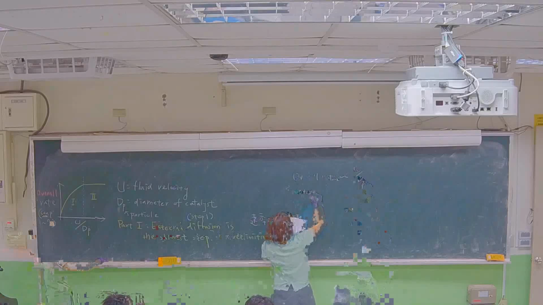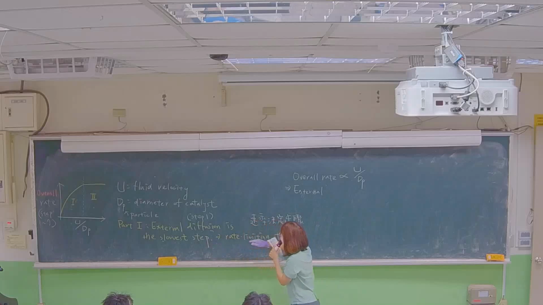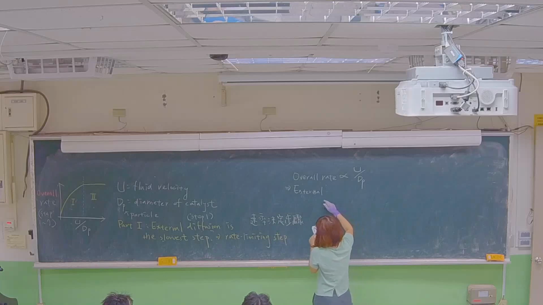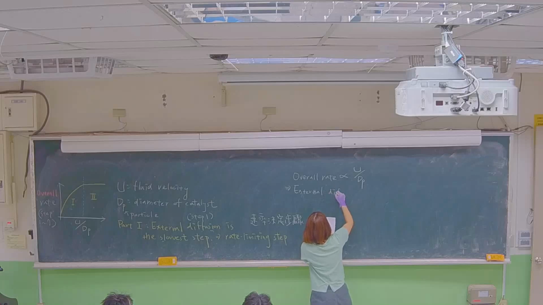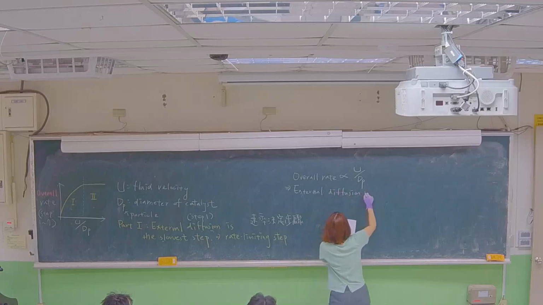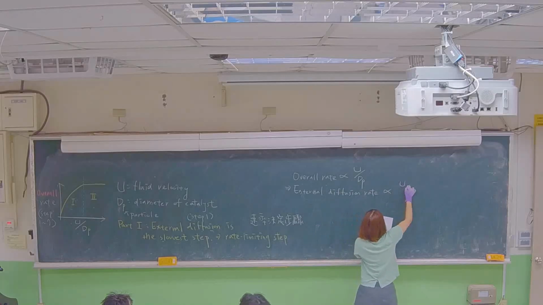Let me write down more. At part 1, the overall rate is proportional to U over dP, right? And you can use other expression. The overall rate means the external diffusion rate. They are the same thing because external diffusion is the rate limiting step here. So external diffusion rate is proportional to U over dP.